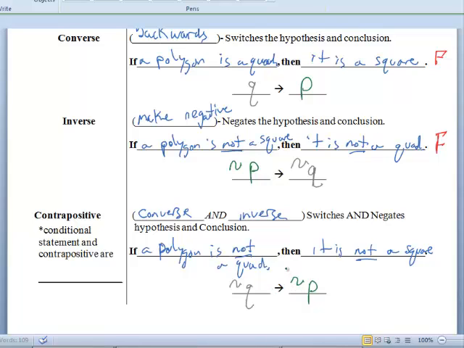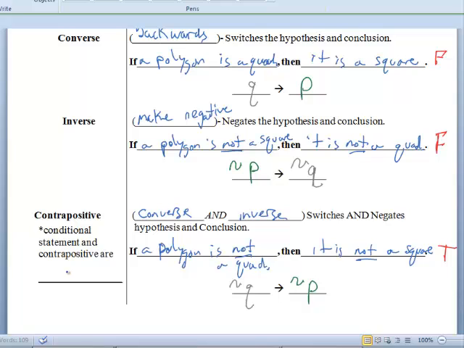All right, let's take a look at that. Is that true or false? Well, if it's not a quadrilateral, can it be a square still? No. So that actually is true. And looking over there on the left-hand side underneath contrapositive, it says that a conditional statement and the contrapositive are blank. And we can notice that our conditional statement and contrapositive had the same truth value. They were both true in this case.